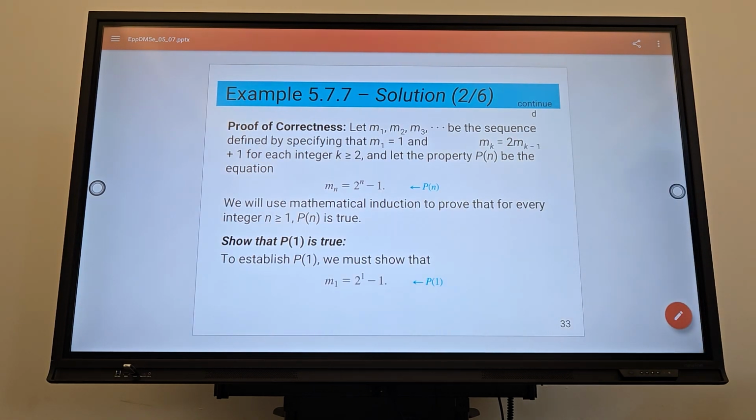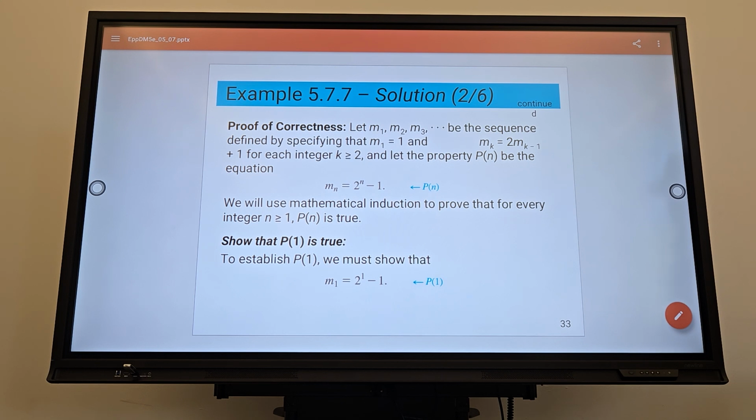Proof of correctness. Let m1, m2, m3, etc. be the sequence defined by specifying m1 equals 1, and mk equals 2m sub k minus 1, plus 1 for each integer k greater than or equal to 2. And let the property P sub n be the equation m sub n equals 2 to the n minus 1. We will use mathematical induction to prove that for every integer n greater than or equal to 1, P sub n is true.